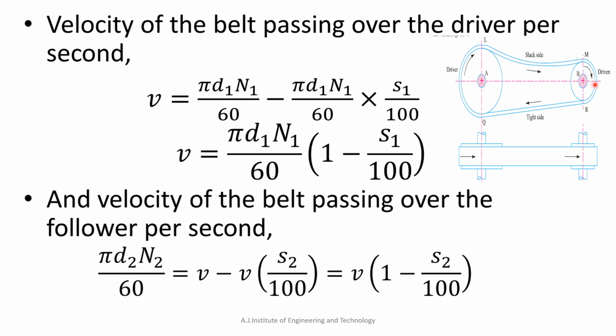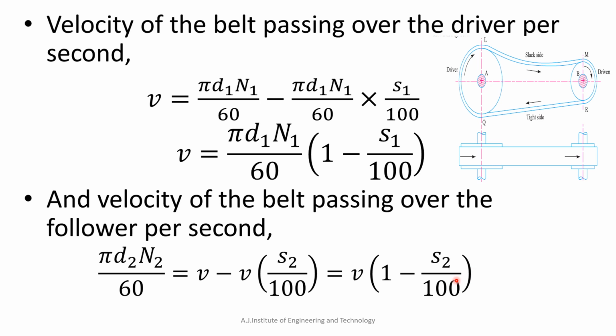This is the speed of the driven pulley. So how much loss happens? That is the transferring power. So that is indicated by V minus V into some losses that happen while transferring power from this belt to the follower motion. That is nothing but S2 percentage. So V into S2 divided by 100. So take V common, and we get V into 1 minus S2 divided by 100.